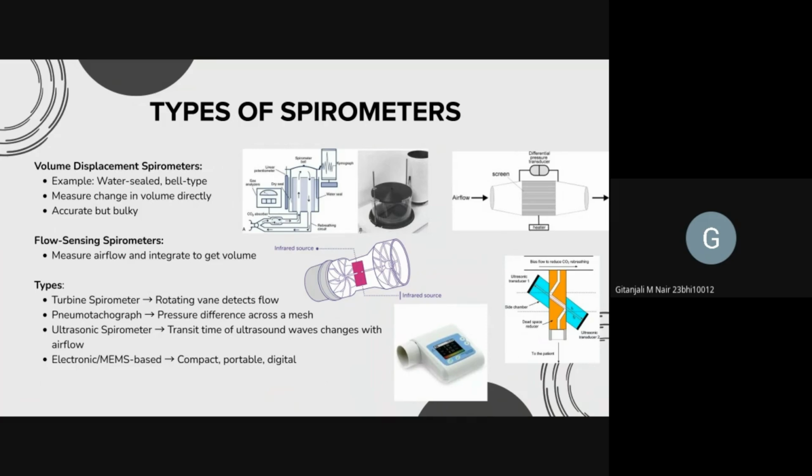Then we have flow sensing spirometers. Flow sensing spirometers measure airflow and integrate it to get volume. Under flow sensing spirometers, we have four types. First is the turbine spirometer, where a rotating vane detects the flow. Then we have the pneumotachograph, where the pressure difference is measured across a mesh. Then we have the ultrasonic spirometer, where the transit time of ultrasound waves changes with the airflow. And then we have the electronic or MEMS based spirometers, which are compact, portable, and digital.